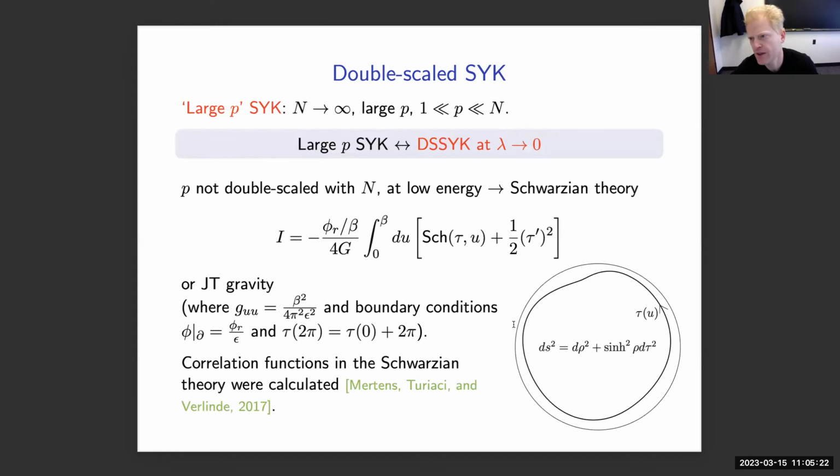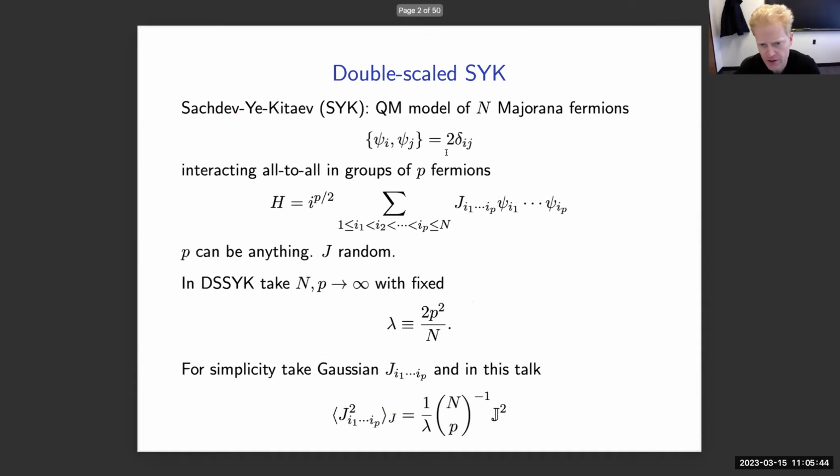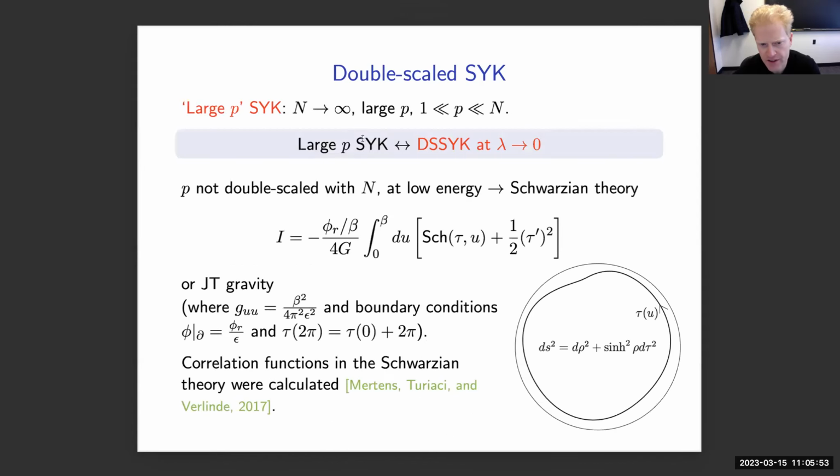Now, many times this p is not scaled with n in the large n limit. Another limit that is studied is the large p limit of SYK, where we take first n to infinity and then take the large p limit. So p is large, but much smaller than n. Naively, we would expect this limit to be related to the double-scaled limit. In the double scaling, if we take p to be much smaller than n, then lambda just goes to 0. So naively, we can expect these large p studies of SYK to be related to double-scaled SYK when lambda goes to 0. Okay, DS SYK is double-scaled SYK.